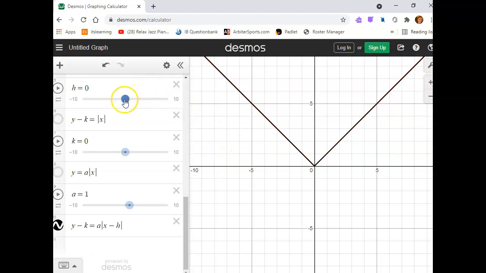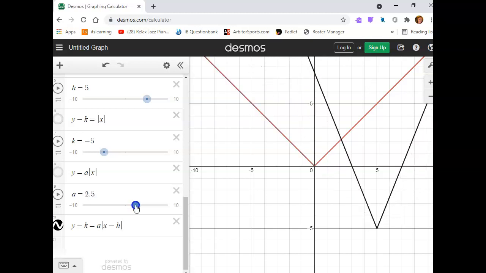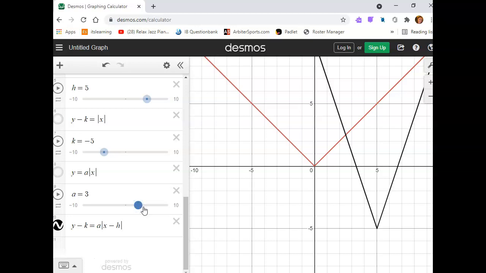Let's say I changed my H value to +5. You can see I moved the graph over to the right 5 spaces. Let's change the K value to -5. And then let's make the A value a +3. So we had 3 things affect this graph. We translated it in the horizontal direction, 5. We translated it in the vertical direction, -5. And then we also changed the growth rate, or the slope, to a 3, a +3 and a -3.